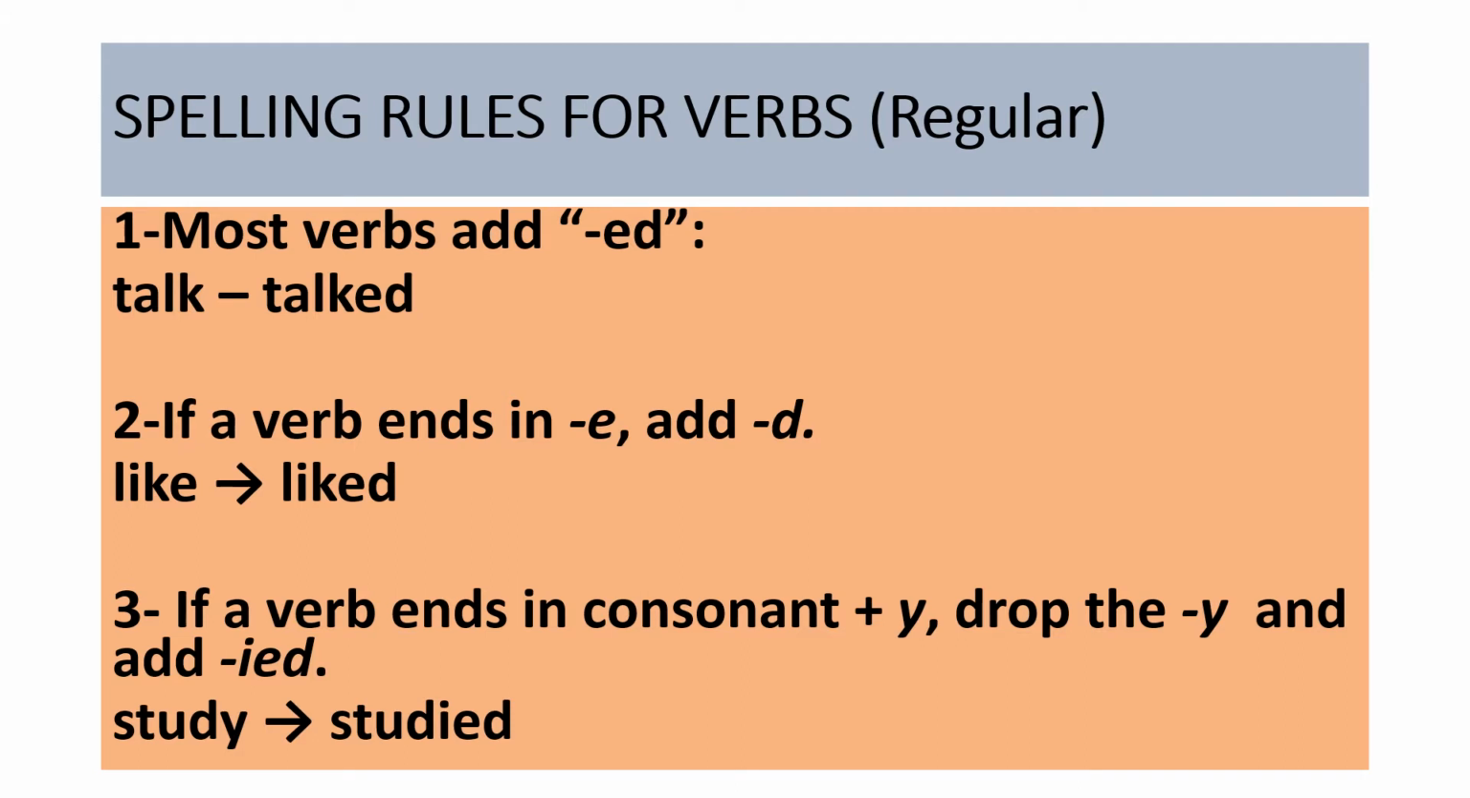Now, let's see some spelling rules for verbs. I mean for regular verbs. Number 1. Most verbs add ed. Example, talk, talked. A la mayoría de verbos solo se le agrega ed. Son los verbos regulares. Ejemplo, talk, talked.